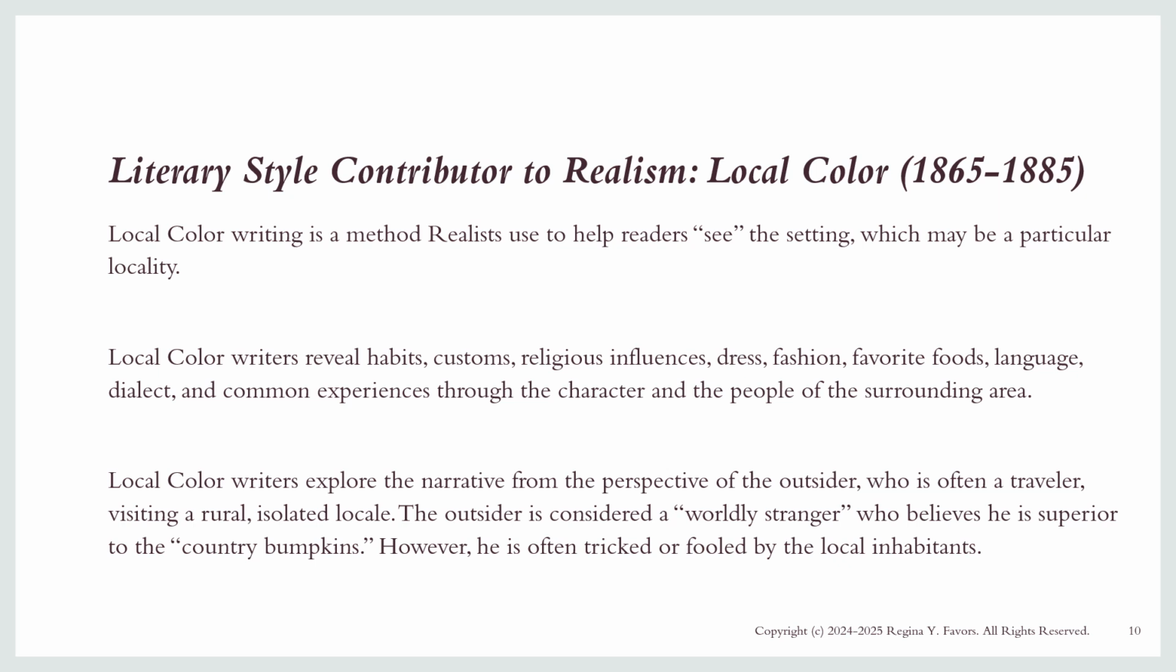So the first contributor to realism is local color, which is set after the Civil War, of course, 1865 to 1885. And it is a method realists use to help readers see the setting, which may be a particular locality. They reveal habits, customs, religious influences, dress, fashion, favorite foods, language, dialect, and common experiences of the characters and the people of the surrounding area.